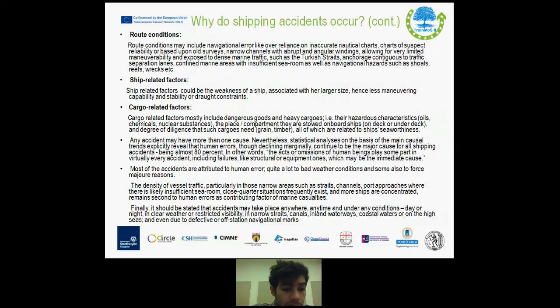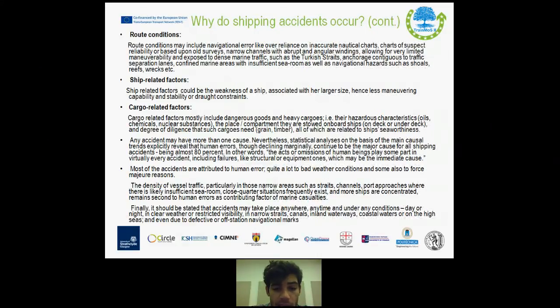Finally, we can distinguish among the shipping accident causes cargo-related factors. Cargo-related factors mostly include dangerous goods and heavy cargoes, where their hazardous characteristics of oils, chemicals, nuclear substances, for example, the place or compartment they were stowed on board ships, on deck or under deck, and the degree of diligence that such cargoes need, grain or timber or other, all of which are related to seaworthiness.